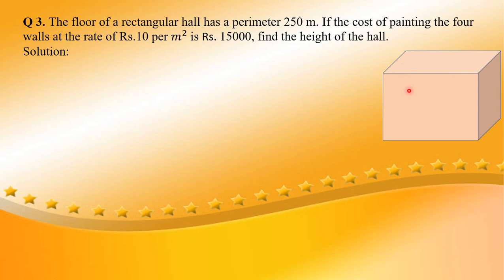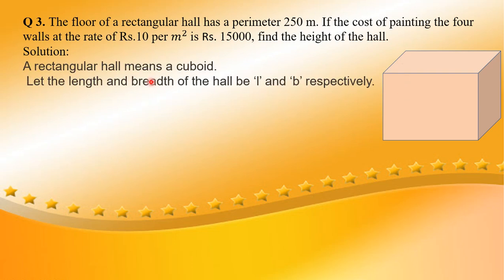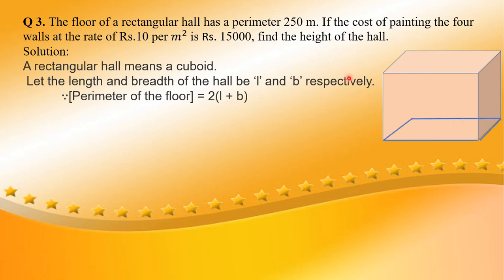So here, a rectangular hall means a cuboid, and the length and breadth of the hall we can write as L for length and B for breadth. The perimeter is given: the perimeter of the rectangle is 2 into (L plus B), and that is given as 250 meter. This is the perimeter of the base. So we can say 250 meter equals 2 times (L plus B).